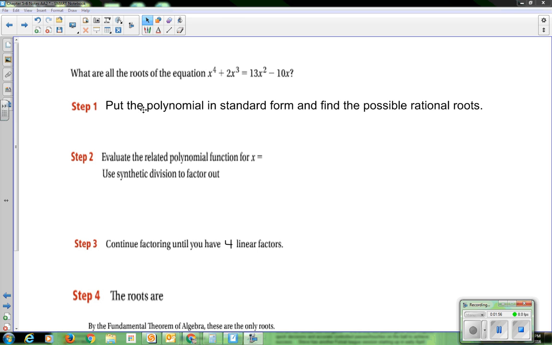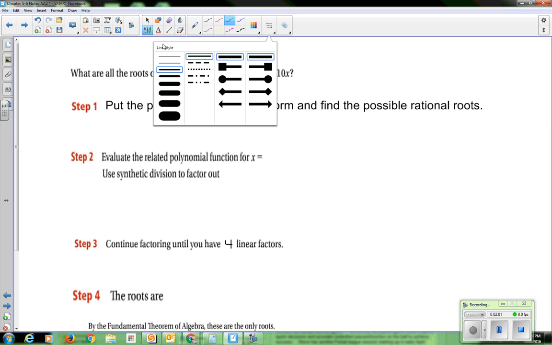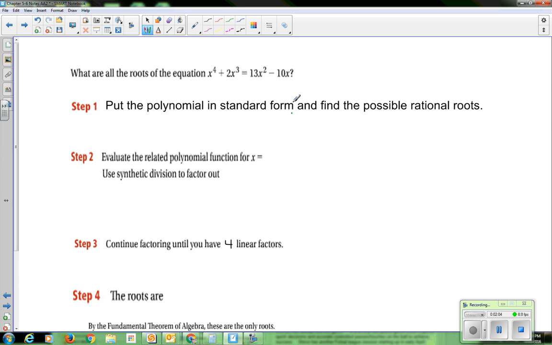Okay, so the first step is to put the polynomial in standard form. So I'm going to move each term over to the left-hand side, so I have everything on the left and 0 on the right. I'm going to go fourth power, third power, second power, and x. So x to the fourth plus 2x cubed minus 13x squared plus 10x equals 0.